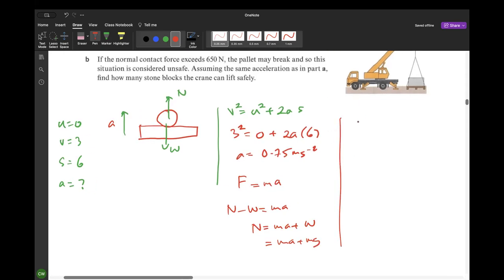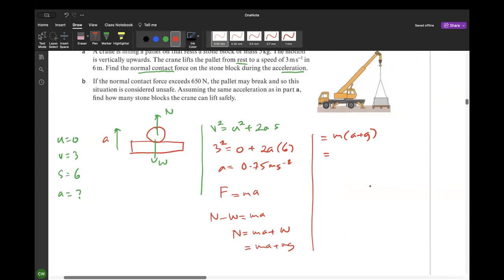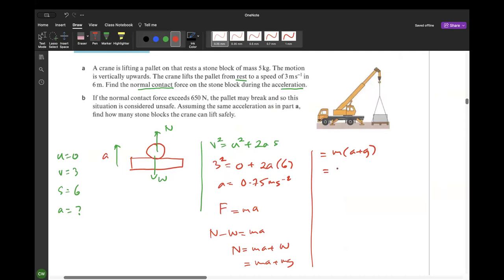Okay, so what is the value of a plus g? m is 5, a is 0.75, g is 10. So what is the normal reaction force now? We have 10.75 times 5. So answer is 53.75 Newton.